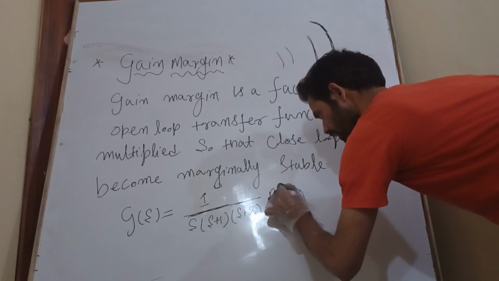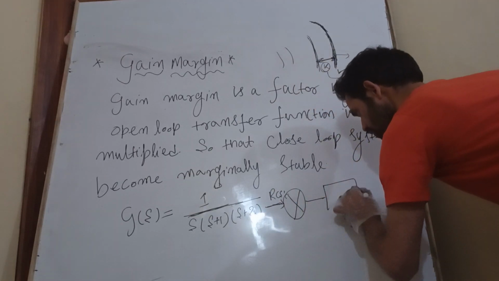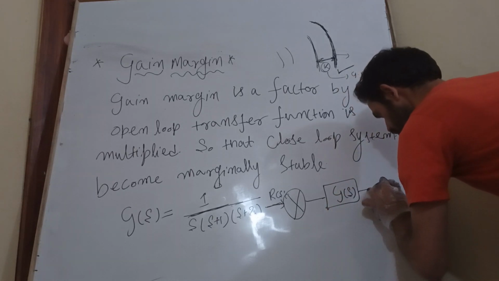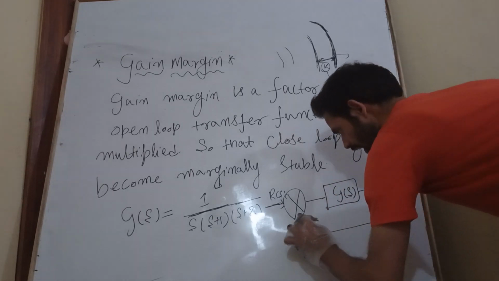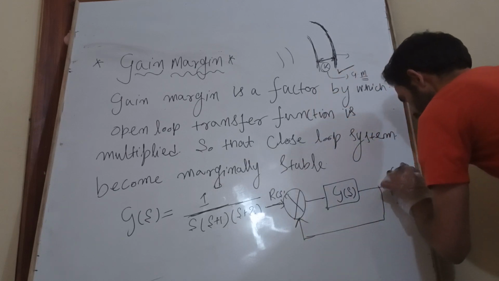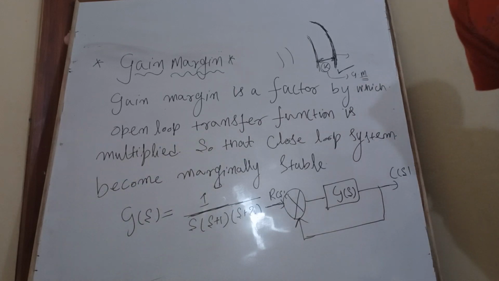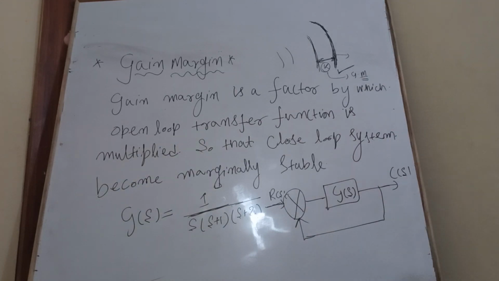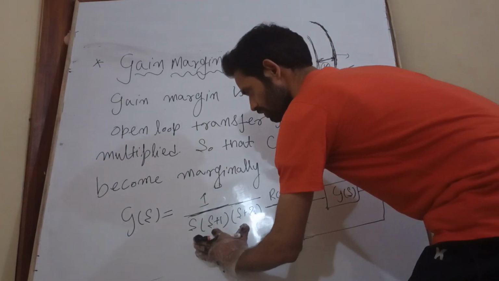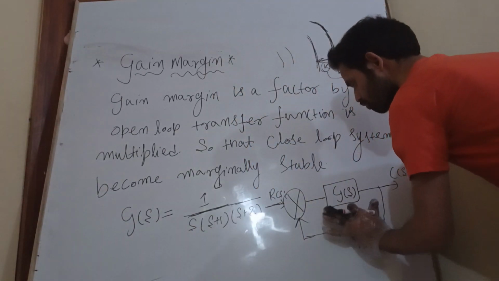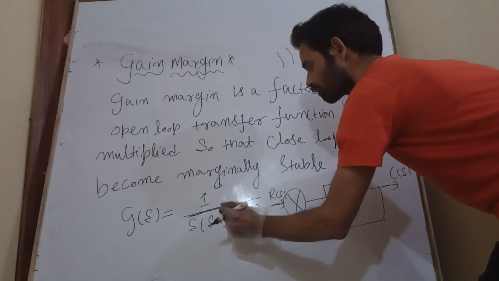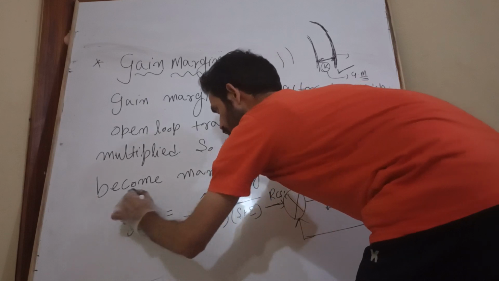This is my input R(s), and this is my G(s), connected to a unity feedback system, and this is C(s). This is my open loop system. Now, in the closed loop system, I want to make this closed loop system stable. Then what should I do?